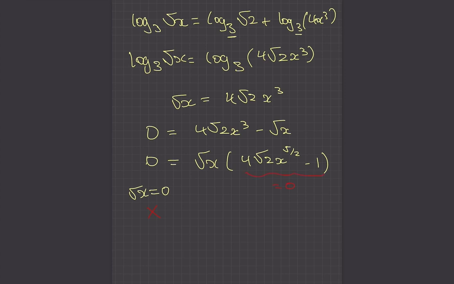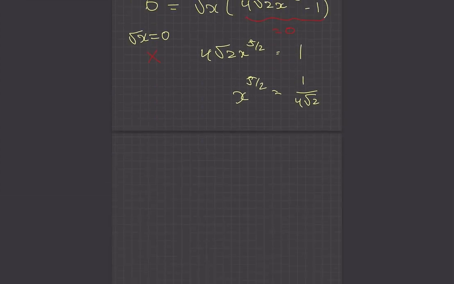That means that 4 root 2 x to the 5 over 2 is equal to 1. The reason it's 5 over 2 is because I did root x cubed divided by x to the 1/2. You just subtract the powers. So x to the 5 over 2 is equal to 1 over 4 root 2. We square both sides. So when we square it, the 2 on the outside and the 2 on the inside cancel. So that's x to the 5 equals 1 over 4 squared, which is 16, and root 2 squared is 2. It means that x to the 5 equals 1 over 32.